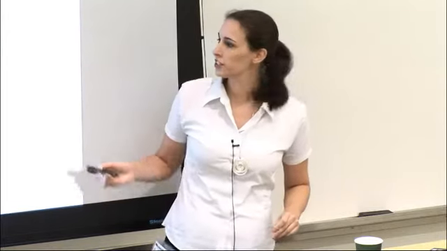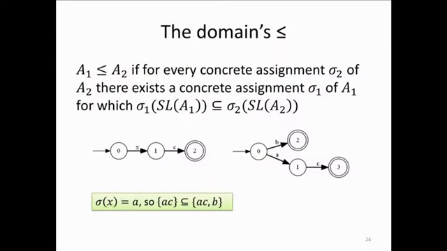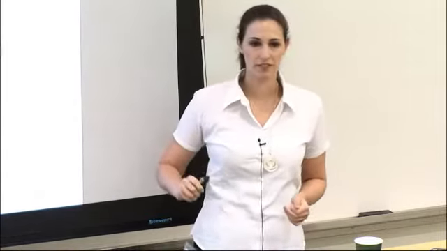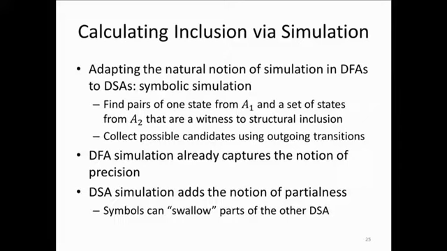So, for instance, if we have these two here, for the empty assignment here, we have the assignment where X is equal to A, and we get language inclusion. So we can say that the left automaton is less than the right automaton. Now, this is all well and good, except if you can't calculate it, it doesn't help anyone. So we're going to calculate it through simulation.